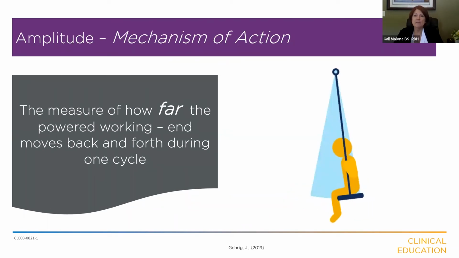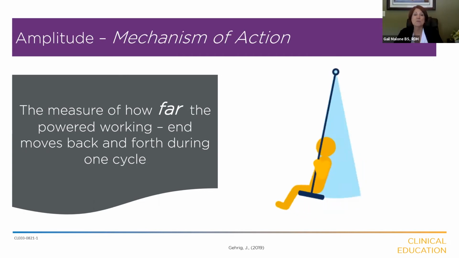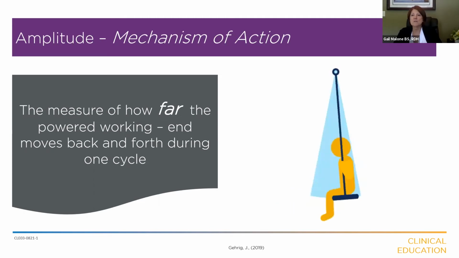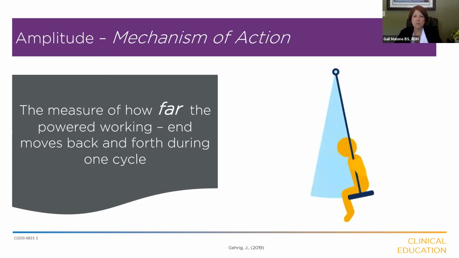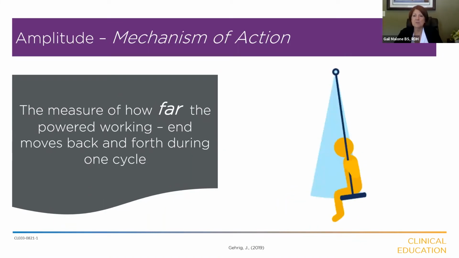Amplitude, as referenced earlier, is the measurement of how far the powered working end moves back and forth during one cycle. Higher amplitude is going to deliver longer, more powerful strokes, while lower amplitude is going to deliver a shorter, less powerful stroke. As Ken pointed out in the bell video, we can adjust the amplitude by adjusting the power setting on the power scaling unit.